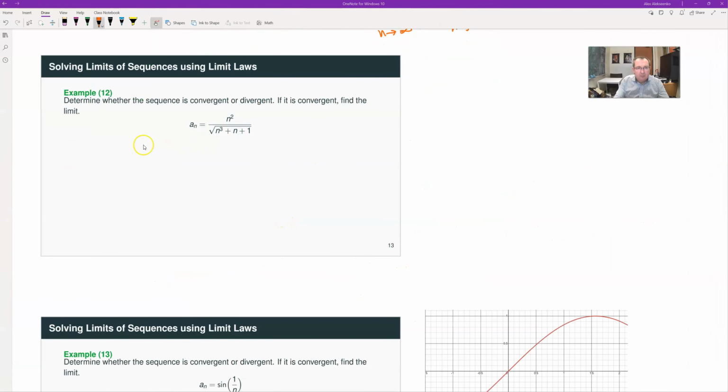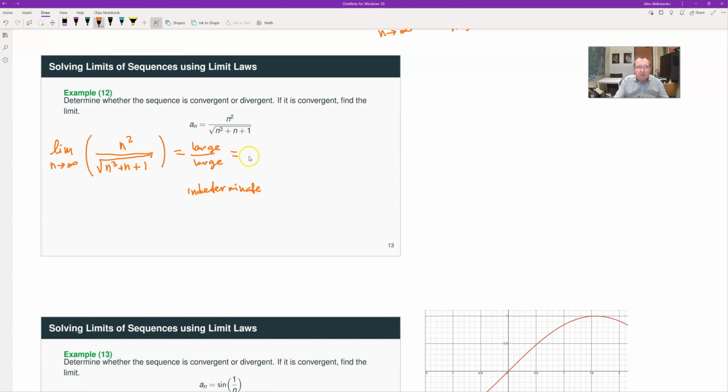Let's take an additional example. I have a limit as n goes to infinity of the following fraction. In the numerator, I have n squared. In the denominator, I have the square root of n cubed plus n plus 1. Now, again, if you look at it in a very naive way, it's large over large. If n goes to infinity, the numerator is large, the denominator is also large. So it's indeterminate. We need to do some work.